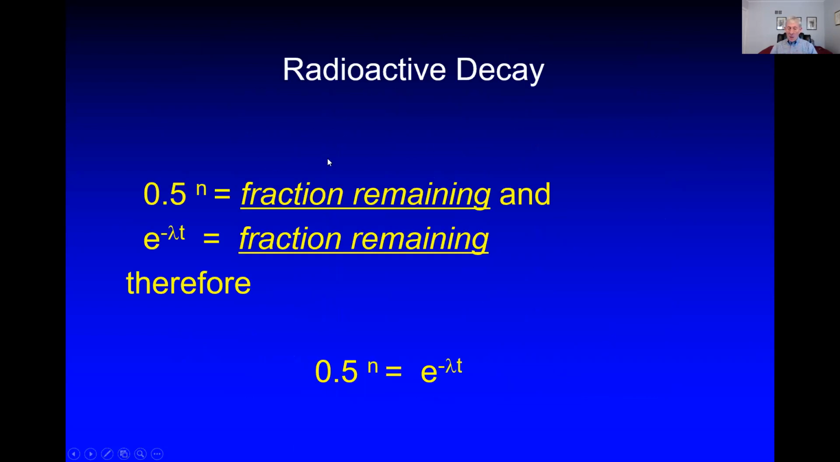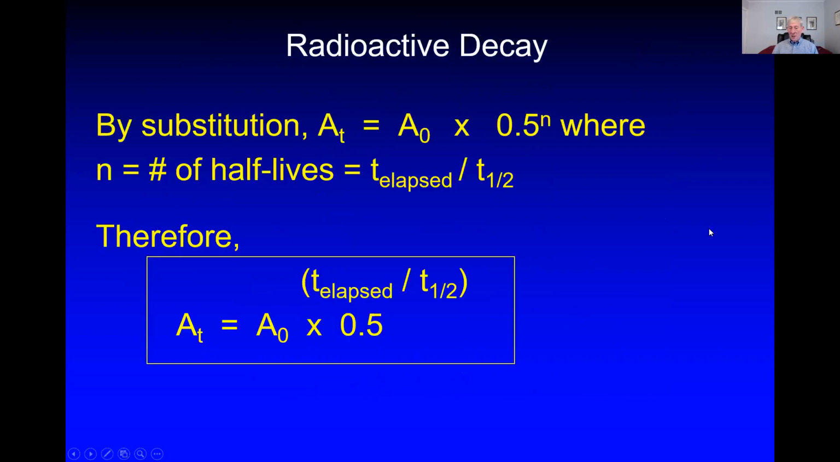So we now proved that the fraction remaining equals e to the minus lambda t, but the fraction remaining also equals 1/2 to the n. So since these two are equal, let's substitute 1/2 to the n, which we all understand, 1/2 taken by itself n times. We're going to substitute that for e to the minus lambda t, and look what you get. A is A0 times 1/2 to the n. That is the entire decay equation that you need to know.